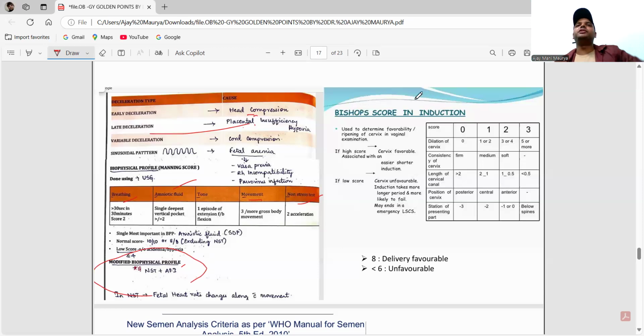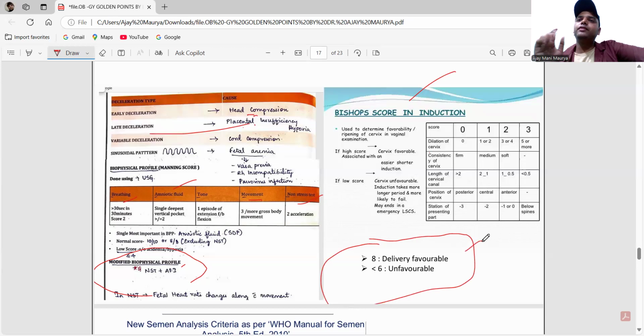Done. Next is the Bishop score. Please remember what is included in the Bishop score: direction of the cervix, consistency of the cervix, length of the cervical canal, position of the cervix, and the station of the presenting part. Just remember what is included, that will be more than enough. Also remember if the score is 8, the chance for delivery will be favorable. Less than 6 is unfavorable.